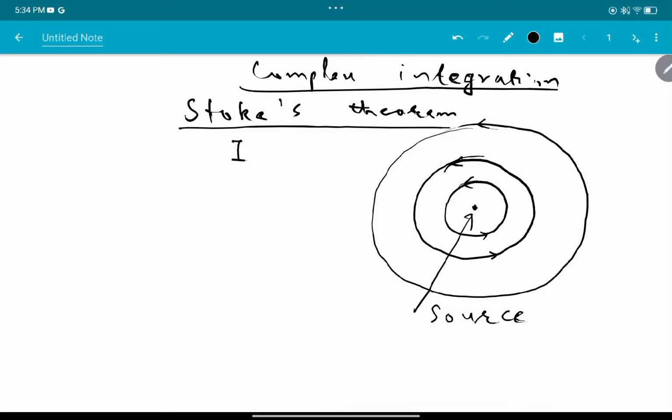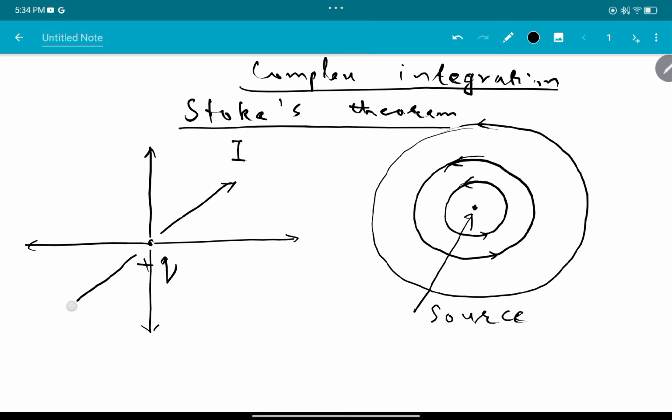Compare it with the electric field due to a point charge. Suppose you have a point charge and here is the electric field due to this point charge. Electric field lines do not have any tendency of going around this source. They simply leave the source. They are more eager to leave the source than to turn around it.